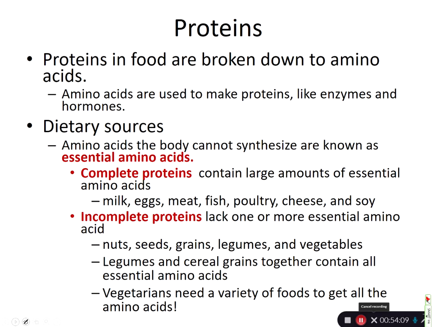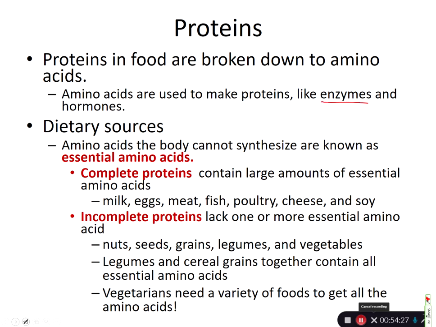And then our last macromolecule I'll mention is proteins. We break proteins down into amino acids. And amino acids in our body, we use them to build up new proteins. You've got to think about all the proteins we have in the body. We have a lot of proteins. They're used for a lot of different things.